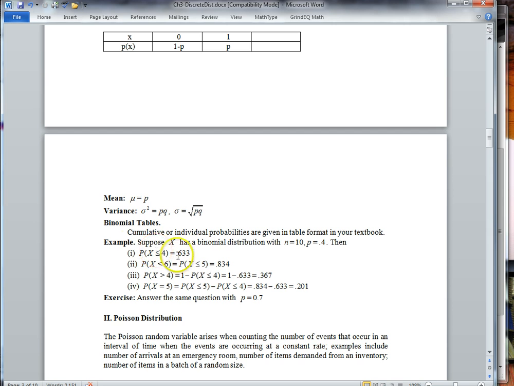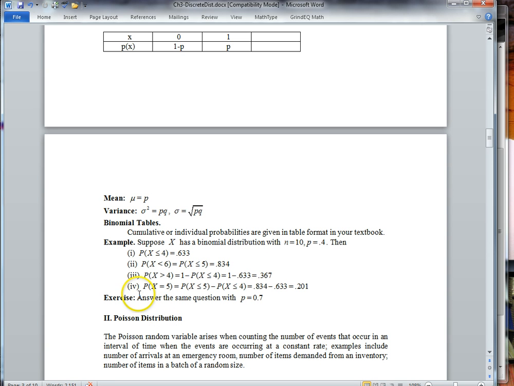So if I want the probability of x greater than 4, well, the table gives me probabilities of this type, less or equal, so I have to convert that. So I want 1 minus the probability of x less or equal to 4. So this is the complement of the cumulative event. But we already did this, which is 0.633. So we get 1 minus 0.633, and I'm done. You just have to compute that.